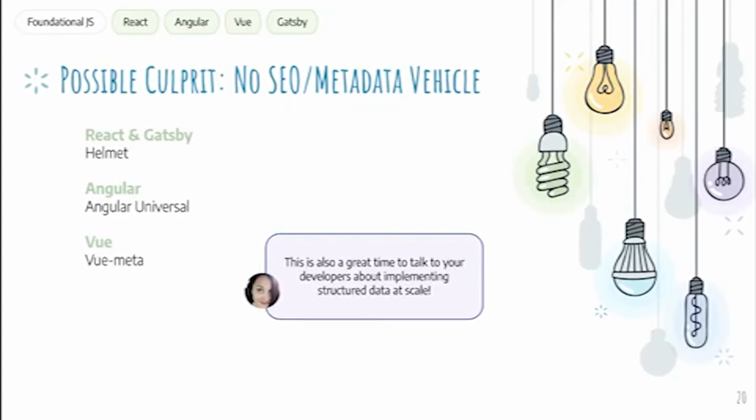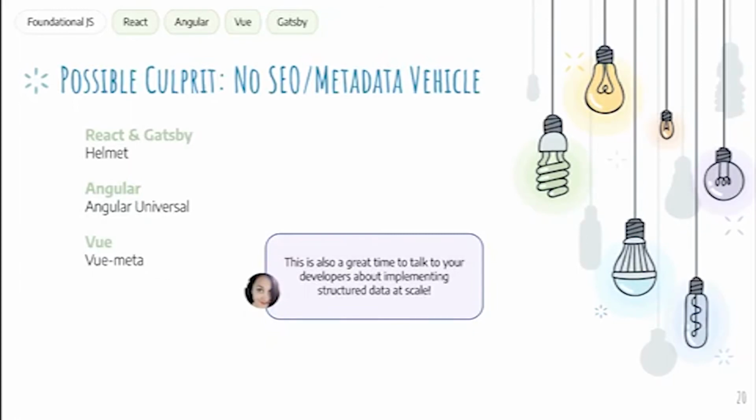Angular, again, it's Angular Universal, so you're pretty much always going to have that in every Angular app as well. And then in Vue, there are a few different ones out there. The most used and most recommended one, and the one I've used, is Vue Meta.